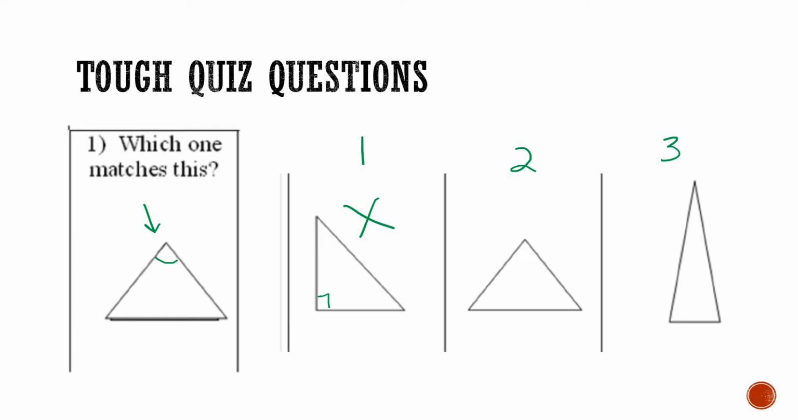If I look at number two, it looks like I just took this triangle and slid it right over here. It seems like the acute angle at the top matches. And three, we can clearly tell that these sides are a little long for what they should be, so three should not be an option. So my number two option would then match the one on the left.